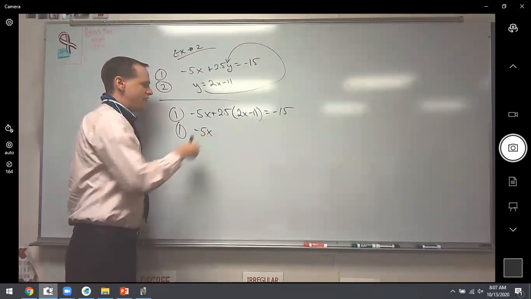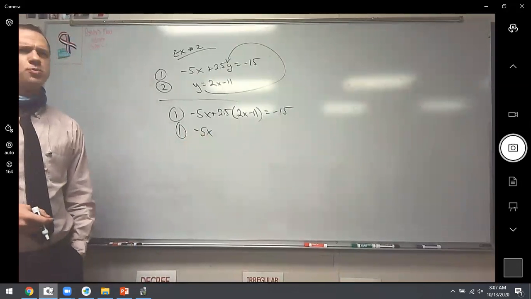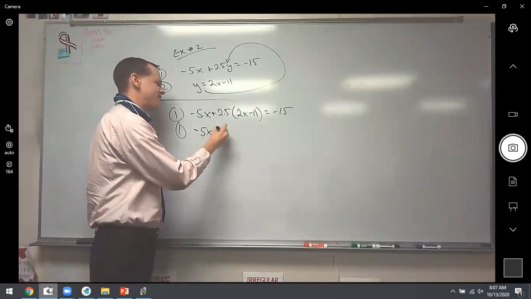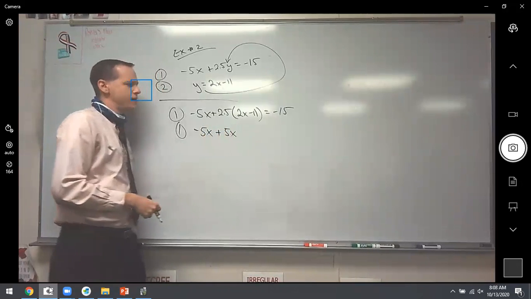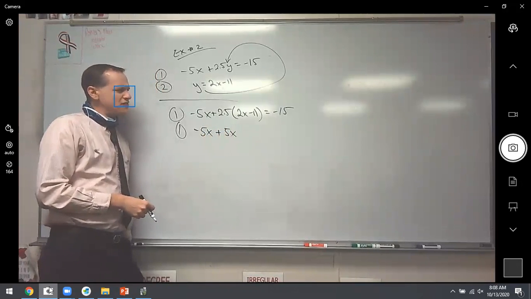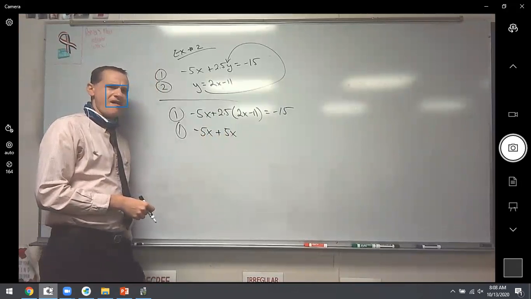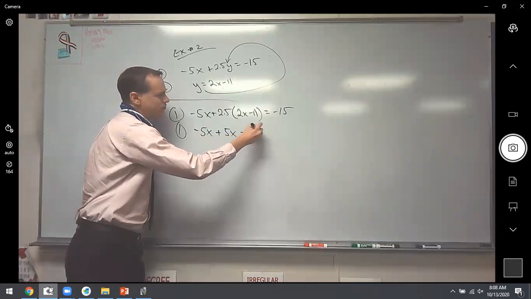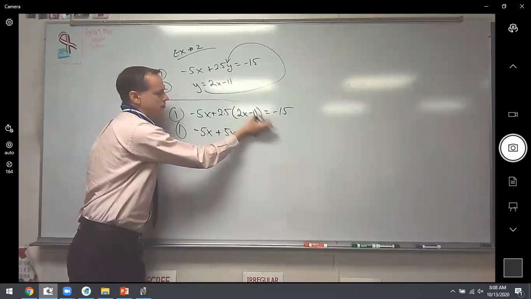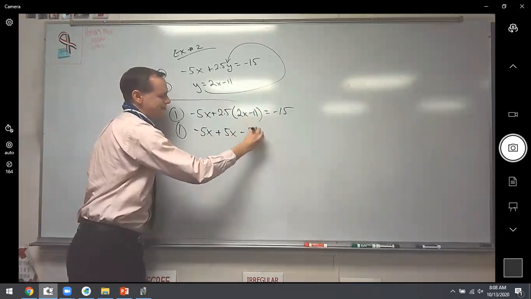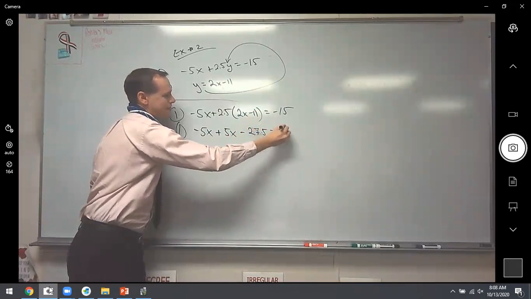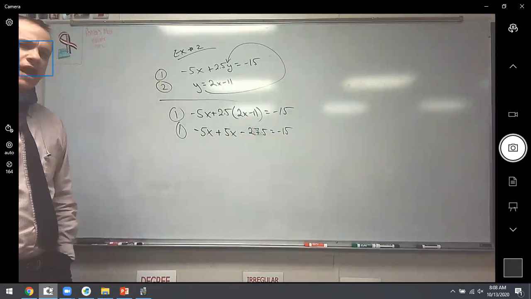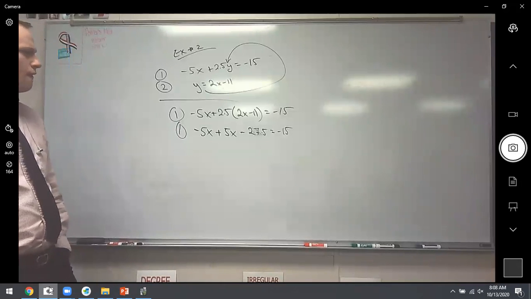Not much to do with negative 5x. 2.5 distributed in: 2.5 times 2. 2.5 times 2 is a nice clean number, 5. Yes, it is. 2.5 times 11, 16.5? That can't be right. Mental math is off today. 27.5. Yeah, that makes more sense. Okay, so you got this.